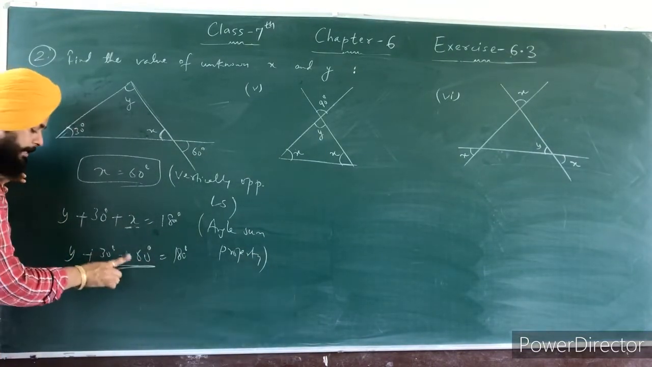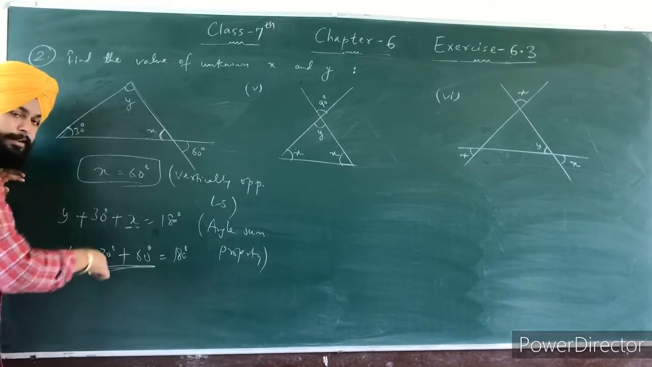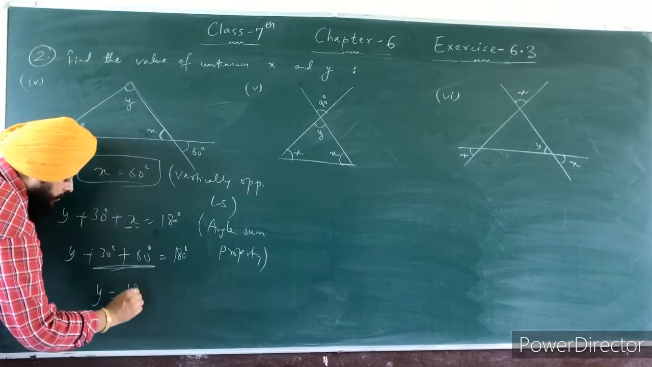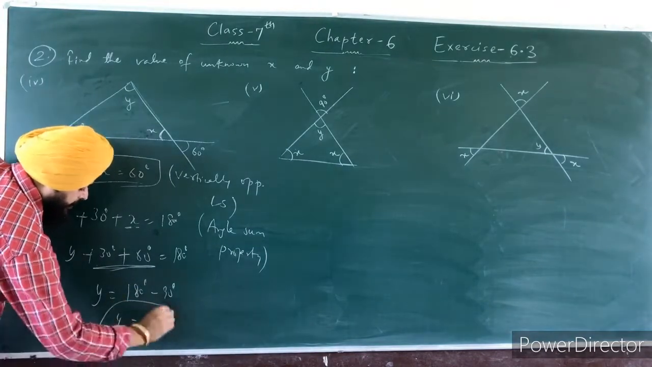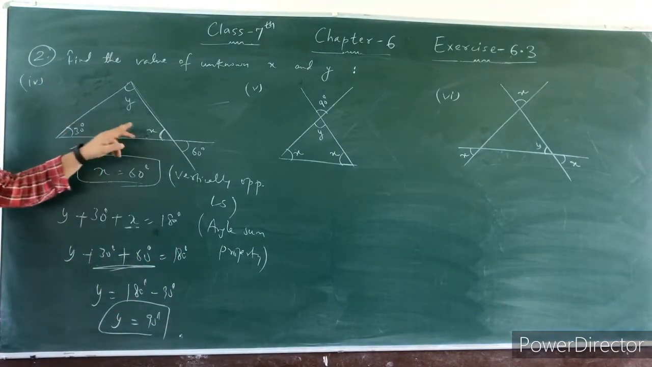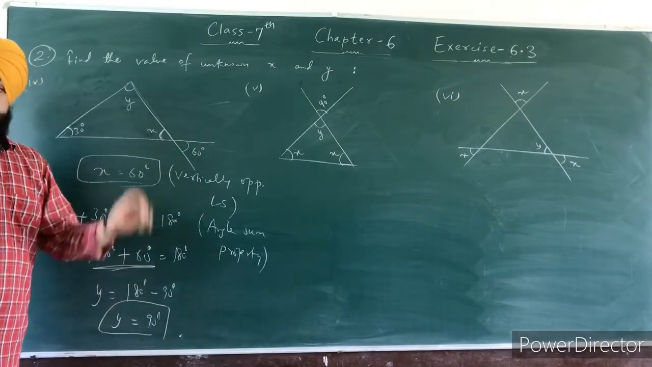Now 30 plus 60 is how much? It is 90 degree. So take this 90 degree on right hand side. It is 180 minus 90, which is 90 degree. Therefore measure of angle x is 60 and measure of angle y is 90 degree.